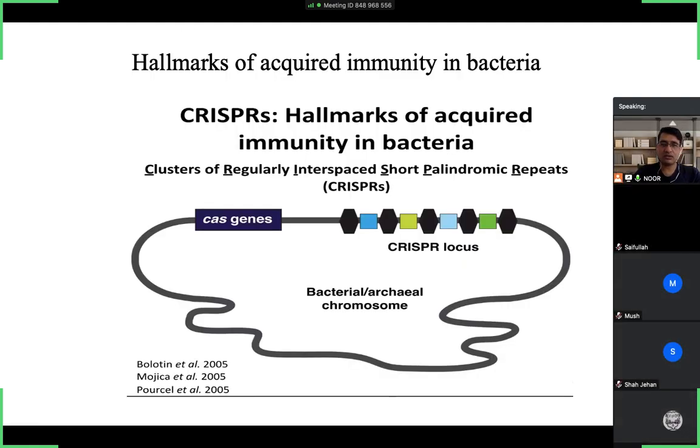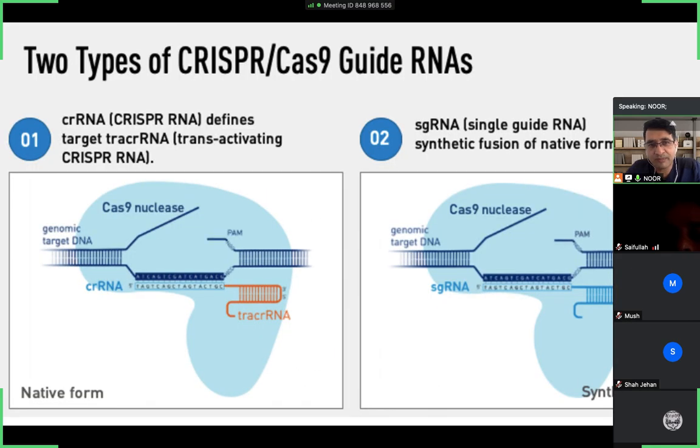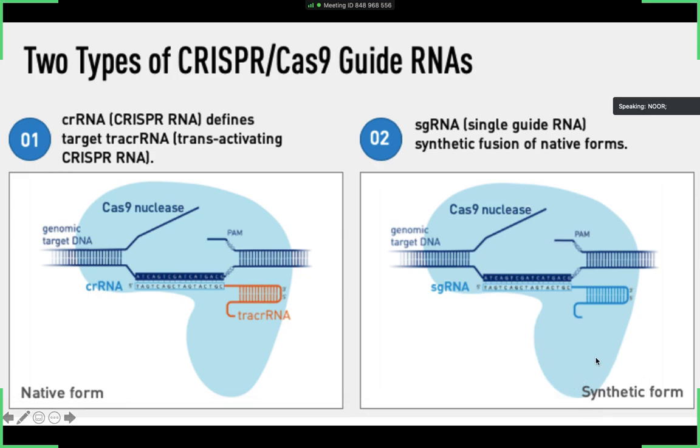So this is how these spacer regions were modified into gene targeted regions. You can read about this in many papers. It's already available, so no need to spend more time on these things. The CRISPR RNA will attach with the transactivating CRISPR RNA, and then this is synthetically modified to get together, and then they are called sgRNA.